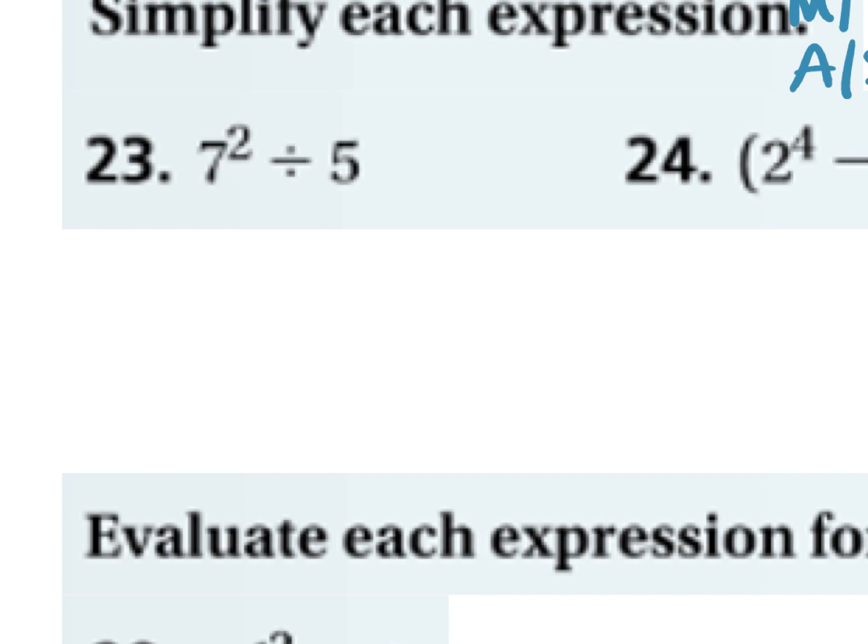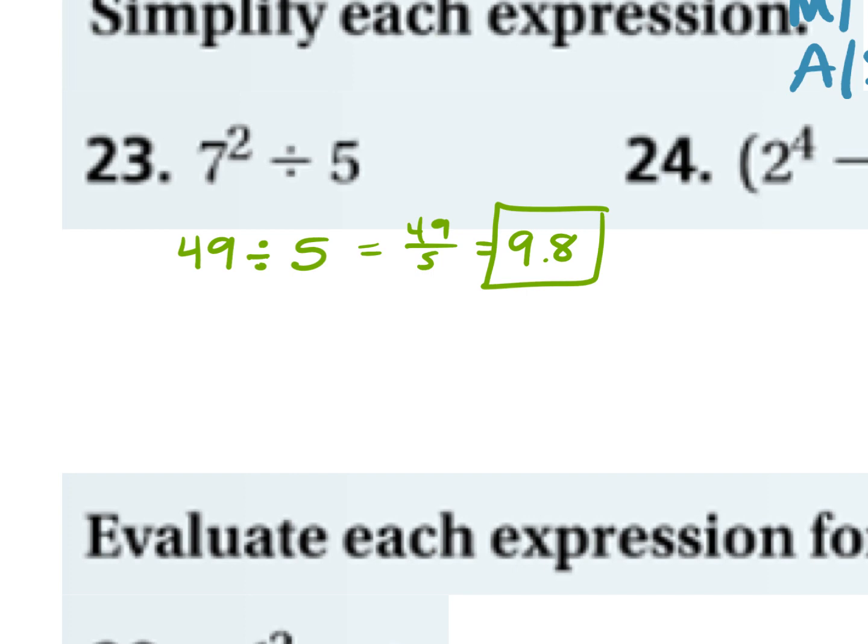Multiply what? Right, 7 squared. You're doing the exponent, right? This is the E in PEMDAS. So 7 squared is 49 divided by 5. And then you can either write that as 49 fifths, which I don't recommend because that's just not a lovely number, or if you plug that into your calculator, that is 9.8, okay?